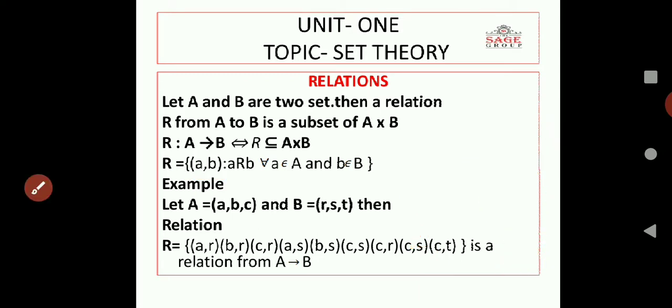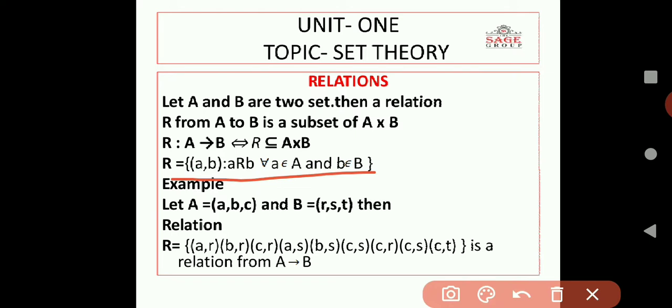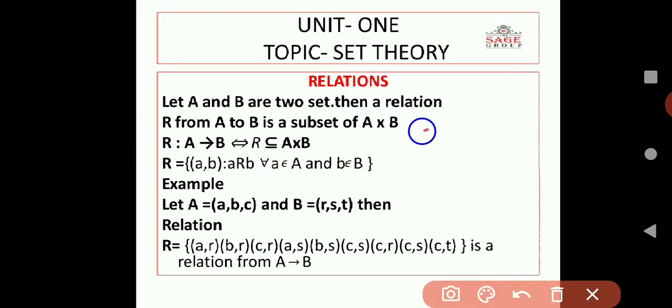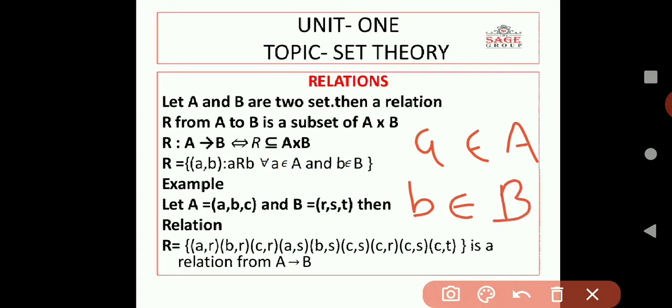So the relation is R equal to the set of (a, b) such that a is related to b, where a is an element of A, that means a belongs to A, and b is an element of B, that means b belongs to B.